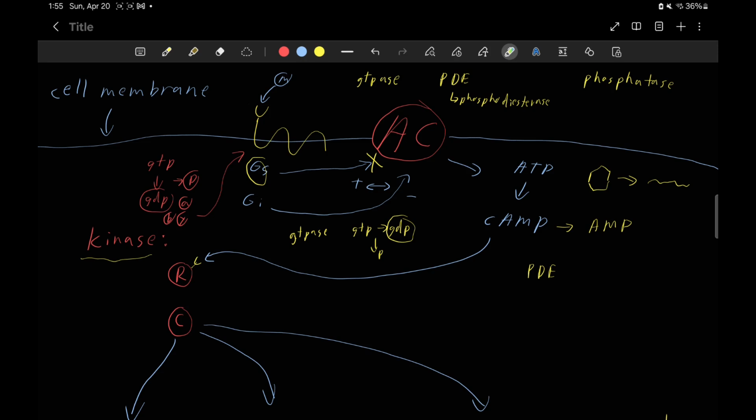Next episode, we're going to take a look at a new type of G protein called GQ proteins and look at their function and how they activate a different type of enzyme. But until then, take care. See y'all next time.